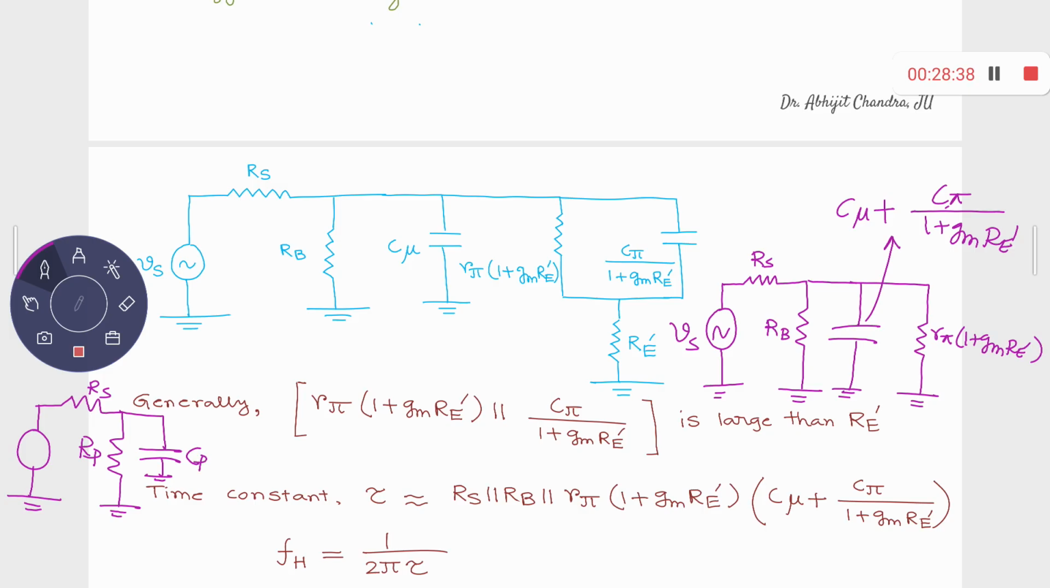Okay, so then if you consider over there, what is your effective time constant? This is the RS RP parallel combination, right? So what is RS? RS is the source resistance over there, and RP is RB and R pi into 1 plus GM RE prime in parallel, and then these two capacitors are in parallel, so their effective value will be the summation, C mu plus C pi by this.